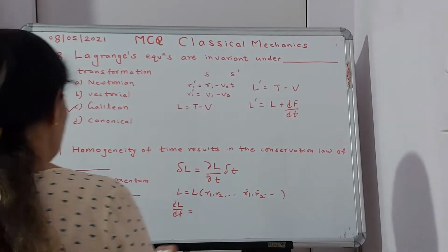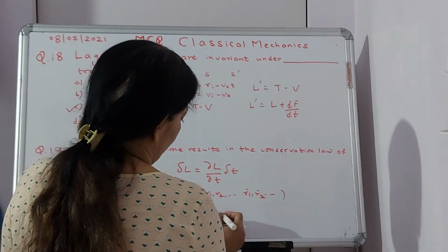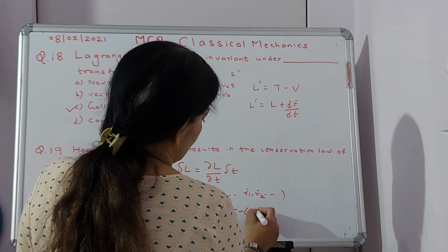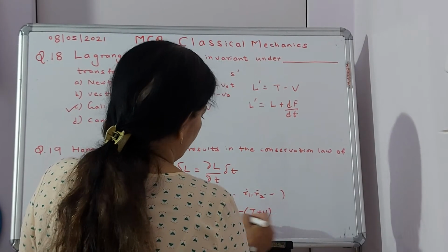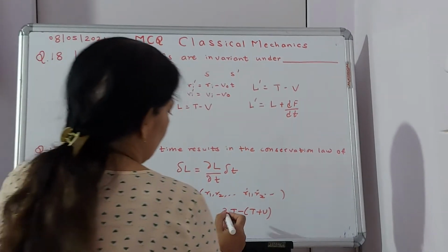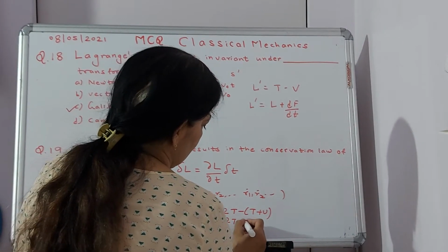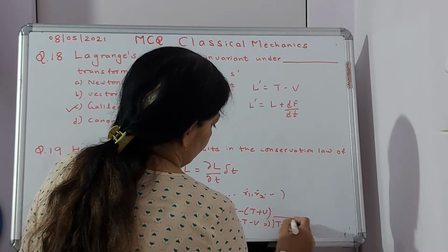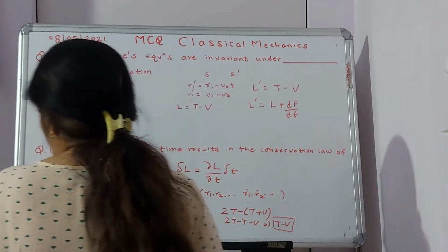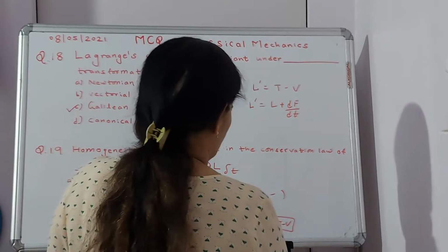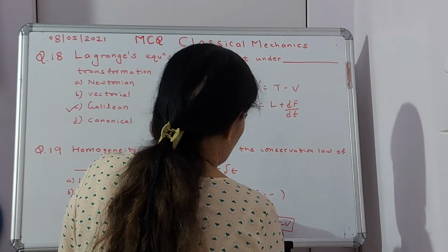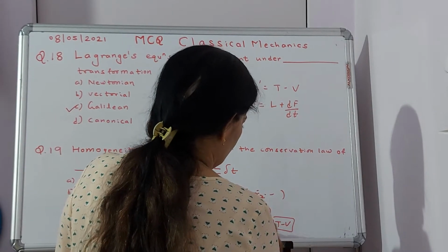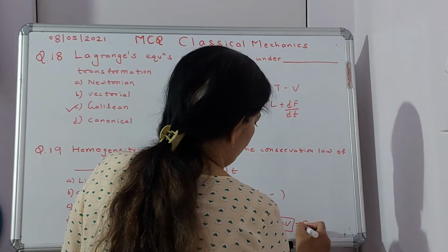So at the end, we reach the expression 2t minus t plus v. Correct. So here, if you take 2t minus t minus v, it will be t minus v. Right. So over here, this is minus, so minus minus will become plus. Yeah. So 2t minus t is 1t plus v. So t plus v should be energy.